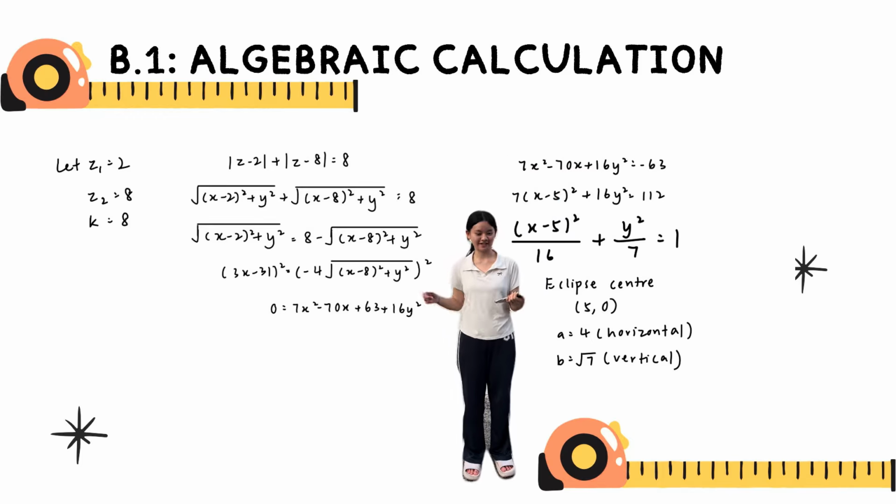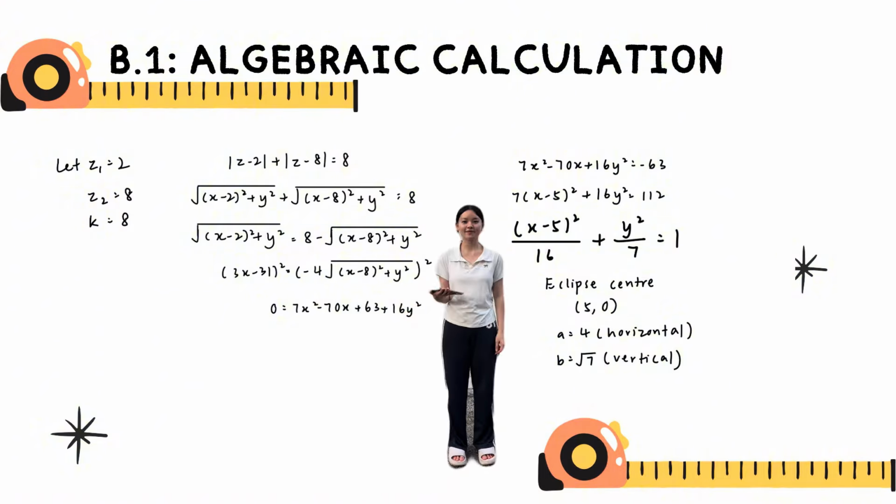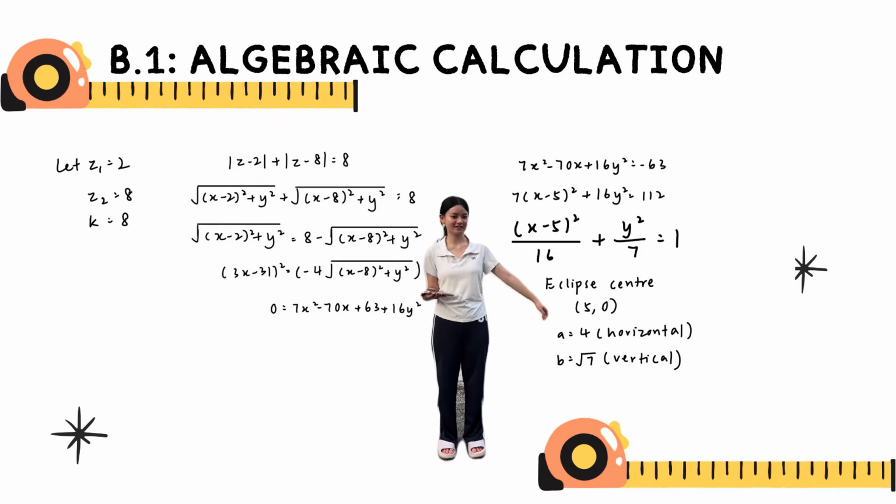Squaring twice to eliminate the radicals, and after simplifying the algebra and completing the square, I arrive at the quadratic form. And we find the ellipse center (5, 0), and a equals 4, b equals 7.